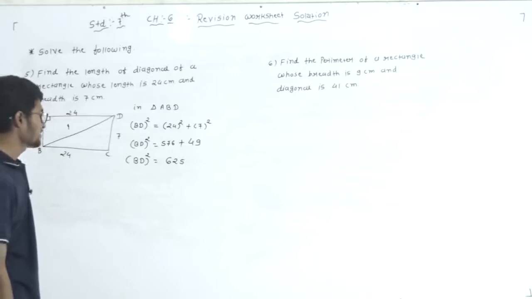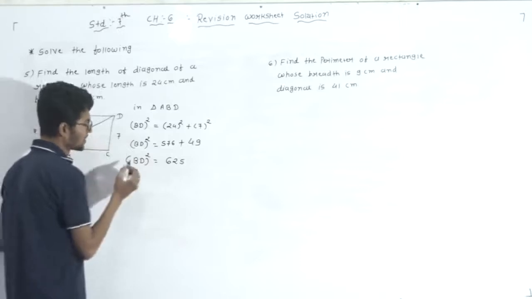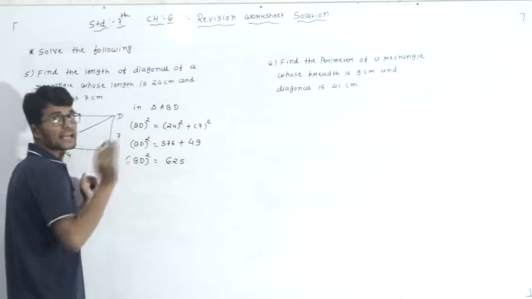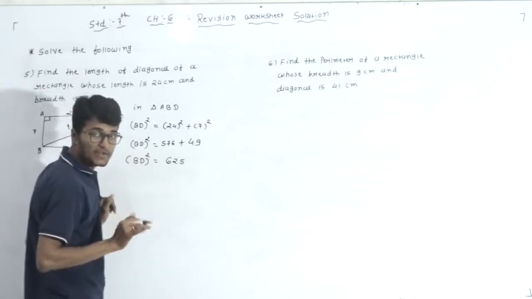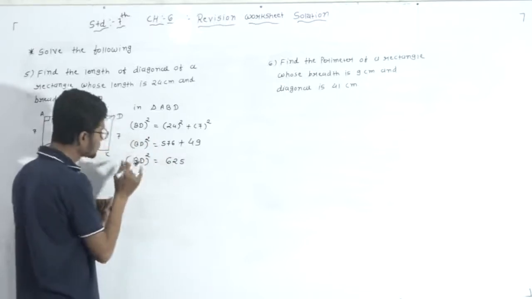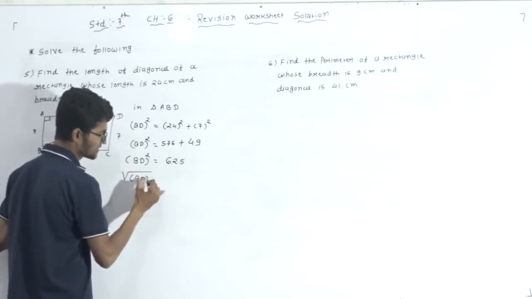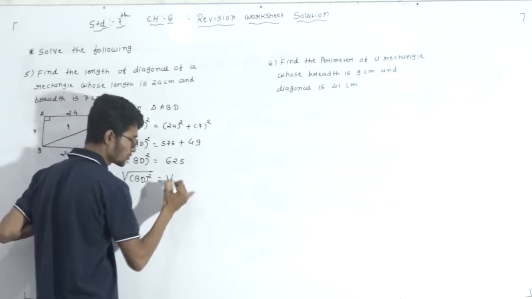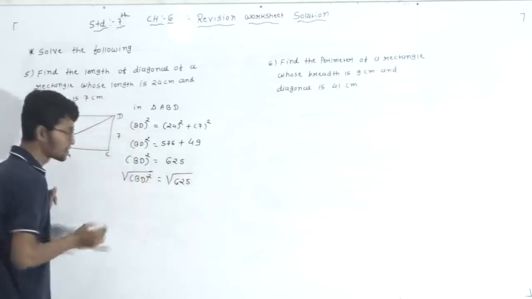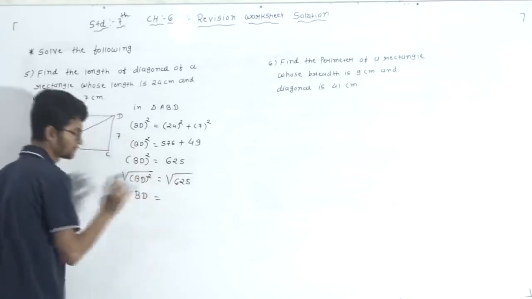Right? 625. Now here on both sides, here is BD square, but we have to find only BD. It means we have to remove the square. Now how to remove the square? To remove the square, apply the square root sign. It means the square root of BD square, and here also apply the square root of 625. This one is the square root sign, dear students. If you apply the square root sign, the square and square root cancel. Here is only BD.